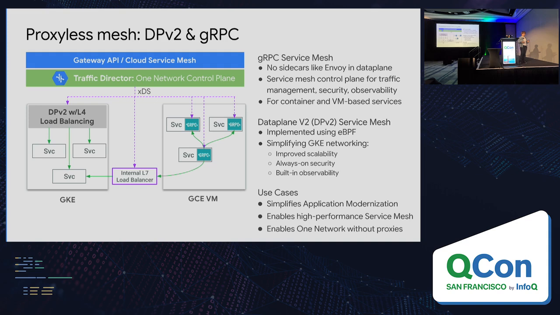And a similar, but a little bit different deployment architecture is GKE Data Plane v2, which is based on Cilium and eBPF in the kernel. And so it simplifies GKE deployment networking, scalability is improved because there is no sidecar, security is always on, and there is built-in observability. And for L7 features, it basically automatically redirects to an L7 load balancer in the middle.